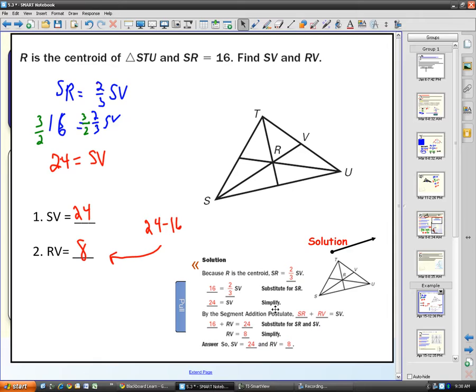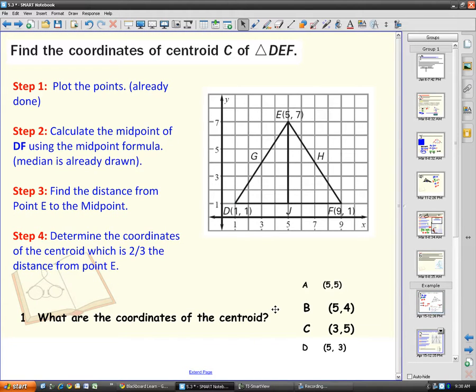Alright, so now we're going to plot the coordinates of the centroid C of triangle DEF, and again, plot the points. Normally, you guys will copy this down and plot the points, but it's already done. Calculate the midpoint of DF using the midpoint formula. So find the length of DF, find the middle, which would be using the midpoint formula, which would be right here. This is just going through the steps again.